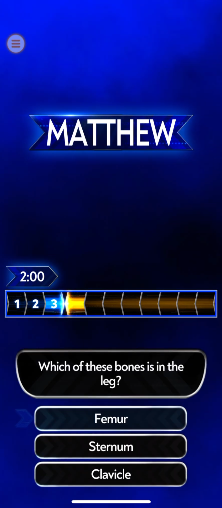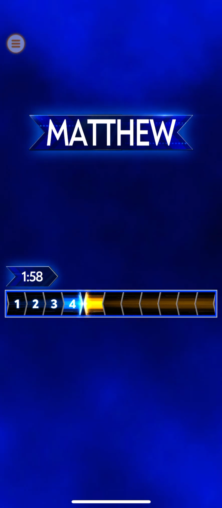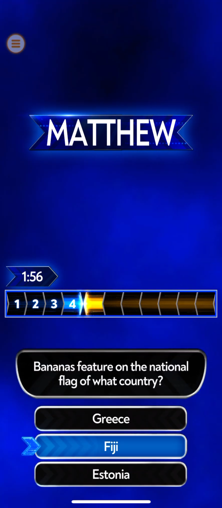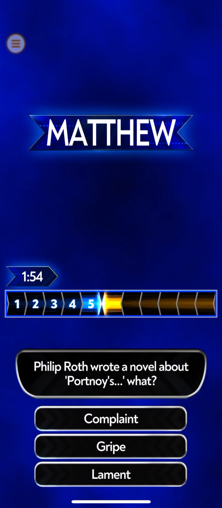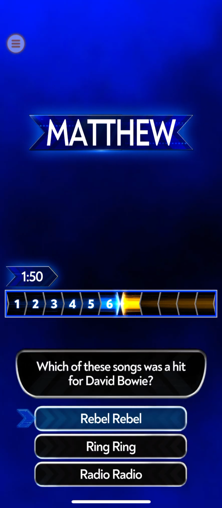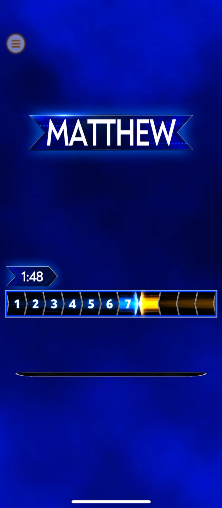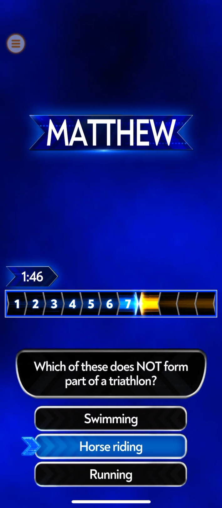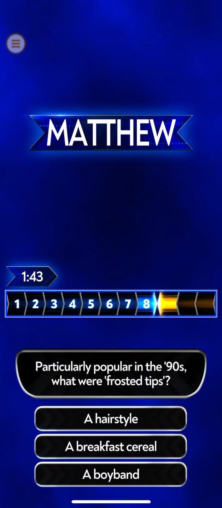Which of these bones is in the... bananas feature on the... Philip Roth wrote a novel about... Which of these songs was a hit? Which of these does not form part... Particularly popular in the 90s.